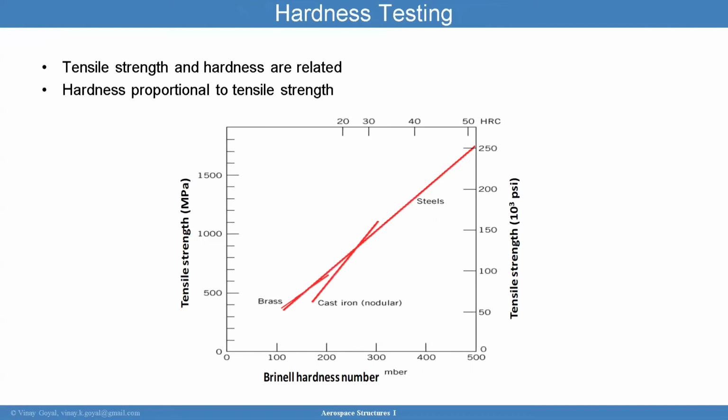The tensile strength is correlated with the Brinell hardness number. You can see that here. A lot of testing was done to show that. You can see that for steels it is this curve, for cast iron this curve, for brass this curve. So every material will have a different curve here.